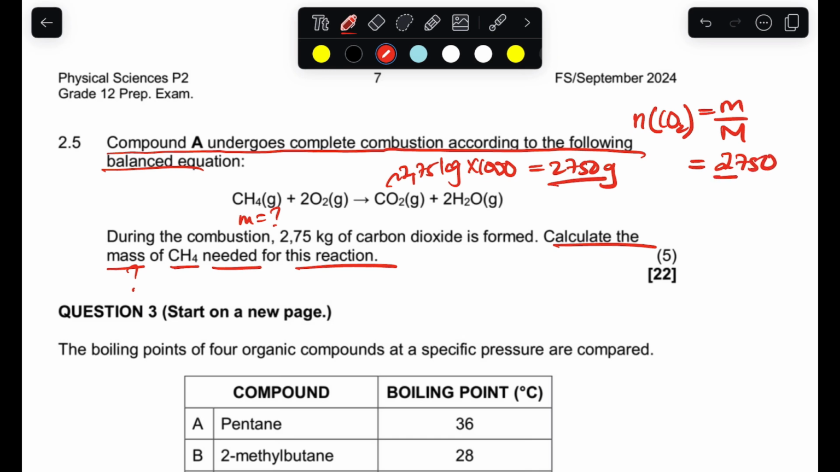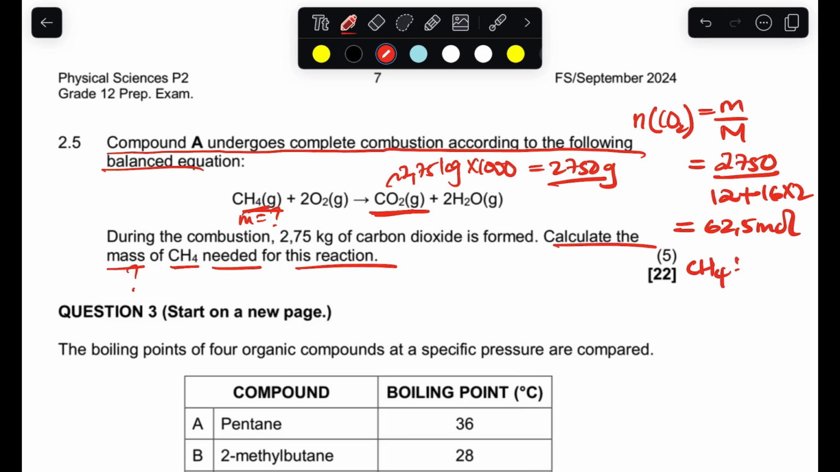It's 2750 divided by the molar mass of carbon dioxide. It's carbon 12, and then the oxygen is 16. How many oxygen? 2. So when you punch that in the calculator, it's going to give you 62.5 what? Mole. Right, now that we have that, I'm going to do the mole ratio of what I have and what I'm looking for, but the answer is going to be moles.